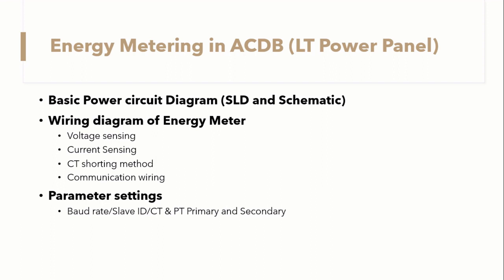Next is CT and PT, primary and secondary. CT means current transformer and PT means potential transformer. These transformers have their primary values and secondary values, and this ratio defines the multiplication factor of the energy meter. You have to correctly mention this ratio, and if you don't, your energy reading will be different and inaccurate. So you have to understand precisely what the primary and secondary values of your PT and CT transformers are, and based on those correct values you have to put the correct ratio in the meter.